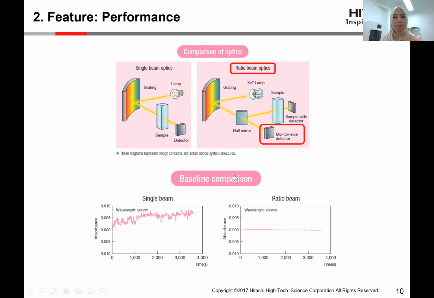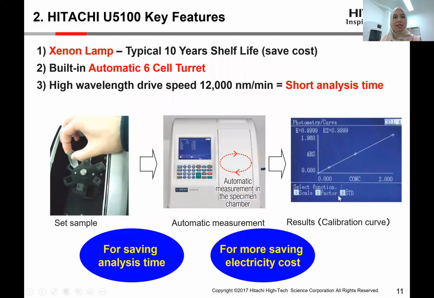Over here, in terms of the baseline comparison, the single beam has a lot of noise, obviously, because it doesn't have a monitor side detector, which actually helps with the baseline stability. But over here, the ratio beam has it, right? So the absorbance is right here, okay? And then here, the HITACHI U5100 key features.